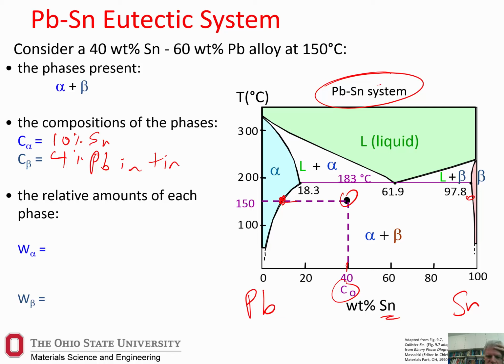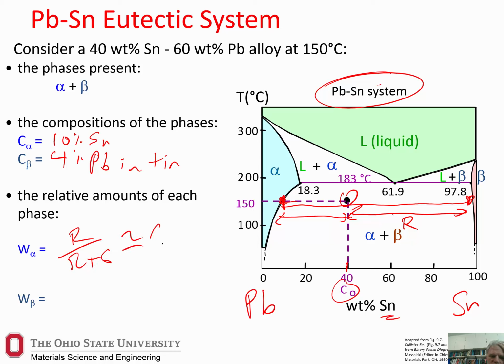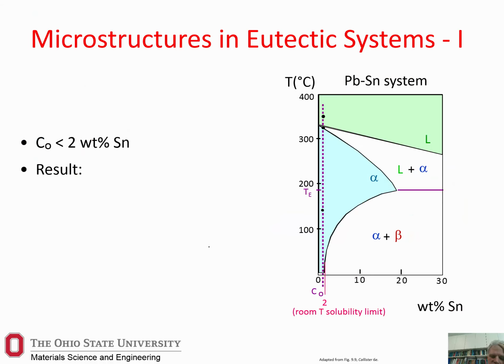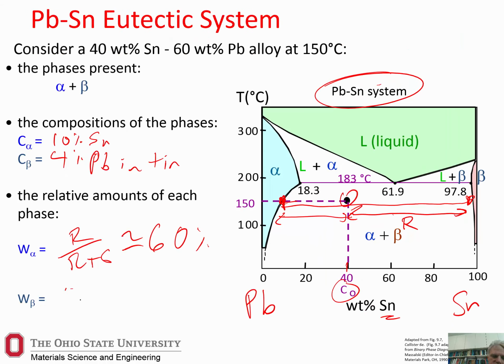If I do this, I can again do my lever rule. This would be the full length from here to here. Is this closer to the alpha side or the beta side? You can see it's closer to the alpha side. It's going to be more alpha than beta. So it would be this length here divided by, call this R, it would be R over R plus S, which is going to be on the order of about 60%. And so it's going to be about 40% beta in the end.